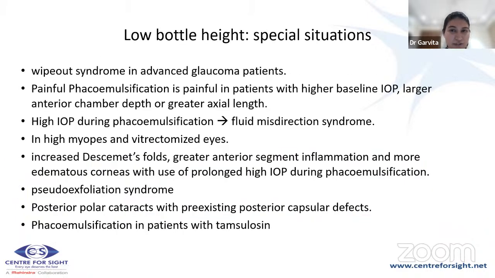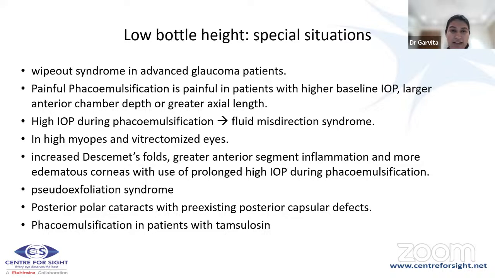So what are the special situations when you might need a low bottle height to begin with? Firstly, in cases of advanced glaucoma patients, there could be a risk of wipeout syndrome. So a lot of phaco surgeons prefer to operate on such patients at low IOP settings. Third is painful phacoemulsification, which can be painful for patients with higher baseline IOP, larger anterior chamber depth or greater axial length. Also, high IOP during phacoemulsification can lead to fluid misdirection syndrome. Any kind of surgery can lead to fluid misdirection syndrome. This is an important point to remember here.